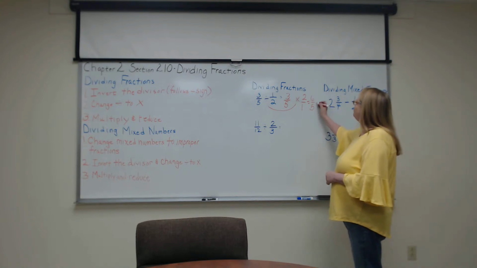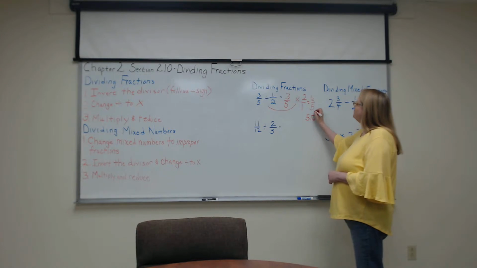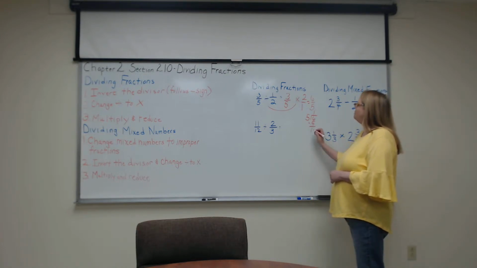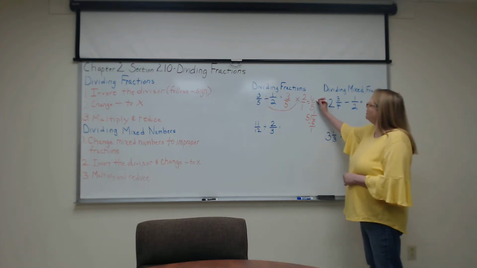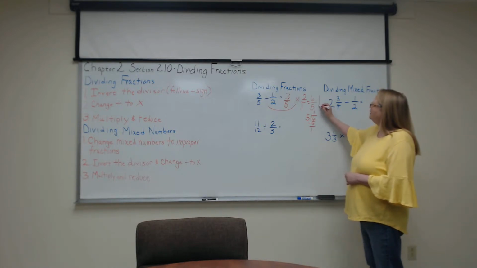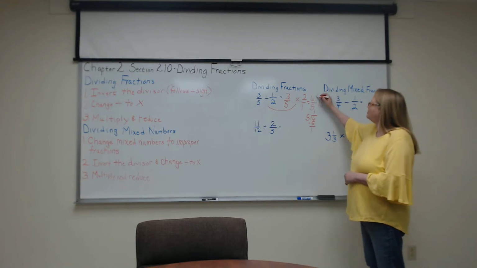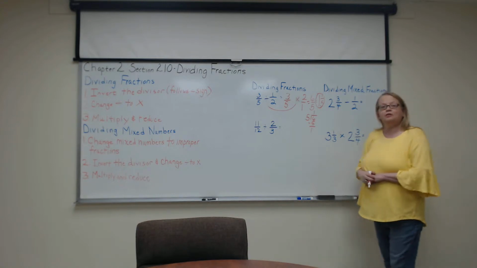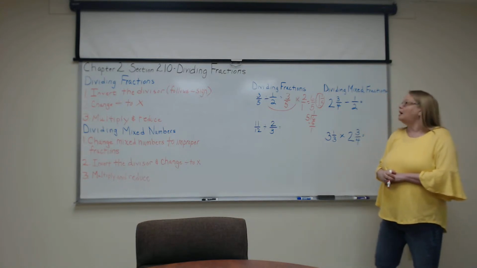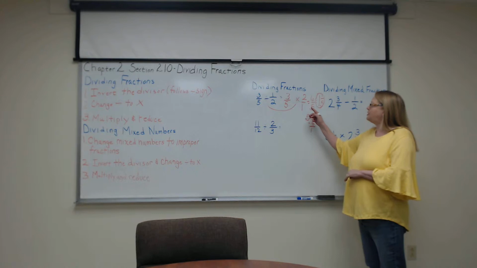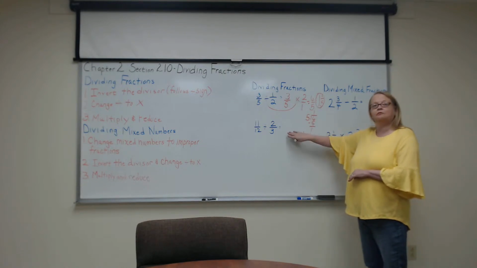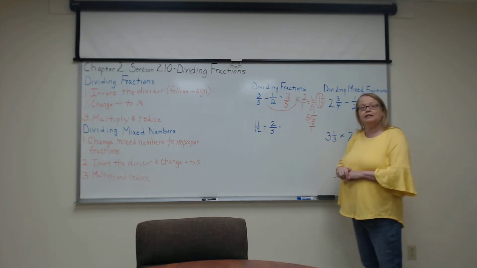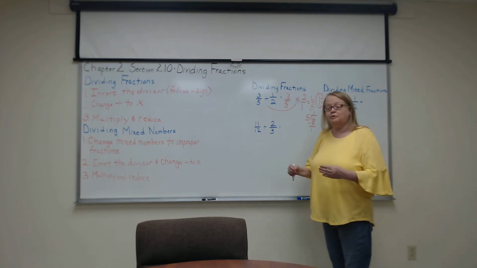So we know that 5 divides into 6 one time, and then we have a remainder of 1. So our answer then becomes 1 and 1/5. That's our answer to this problem. So let's look at a second one. In this one, there was no canceling that could be done. So we're going to look at a problem where we can do some canceling, but the process remains the same.